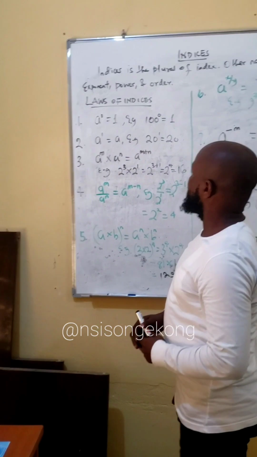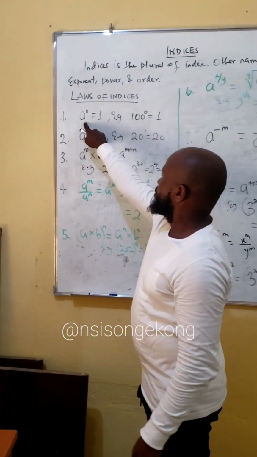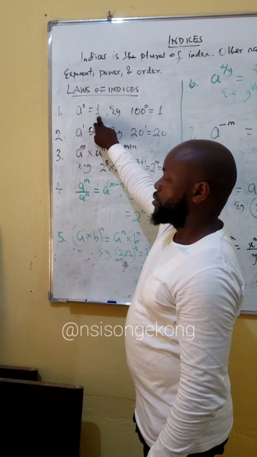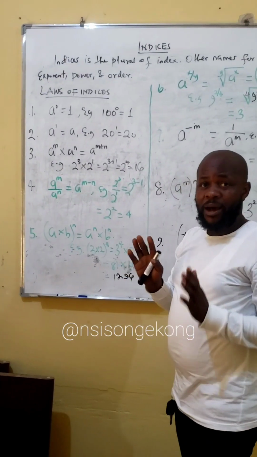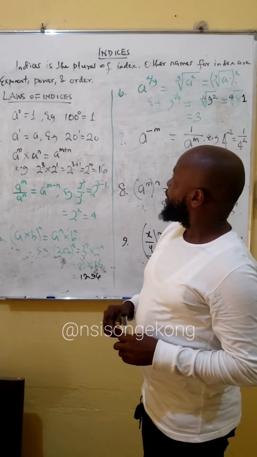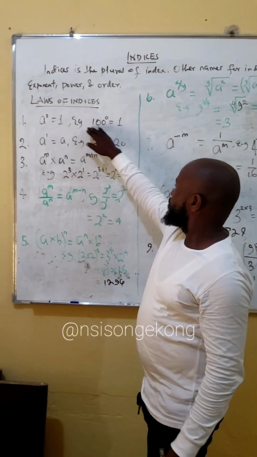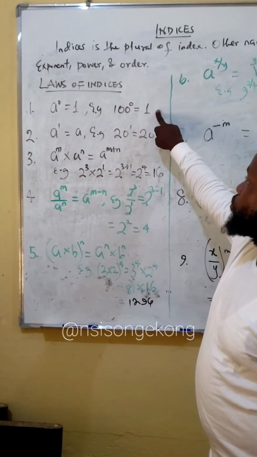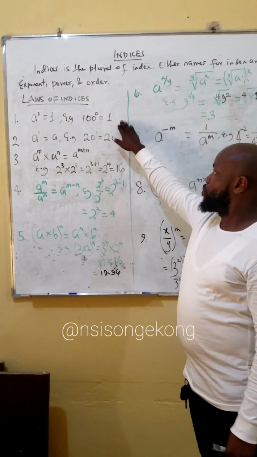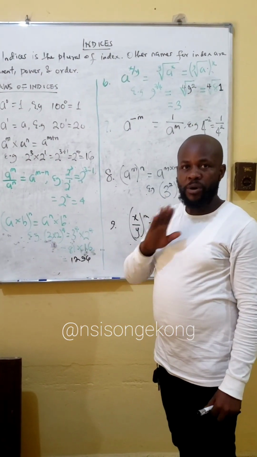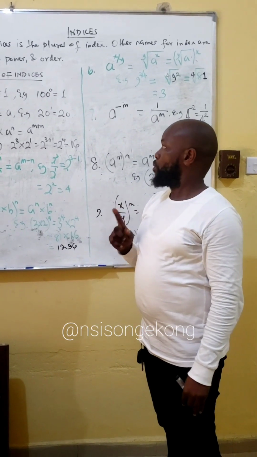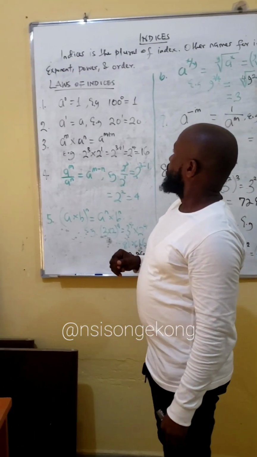Number one here, we say that if we have a certain number, say a, raised to the power of 0, it means that that value is equal to 1. In other words, any number, no matter how big it is, if we raise that same number to the power of 0, the number will resolve to 1. We have an example here. If we raise 100 to the power of 0, it's equal to 1. If you also raise 1 million to the power of 0, it's equal to 1. Any number whatsoever, once it's raised to the power of 0, except that number is 0, it's equal to 1. So that's the first law.